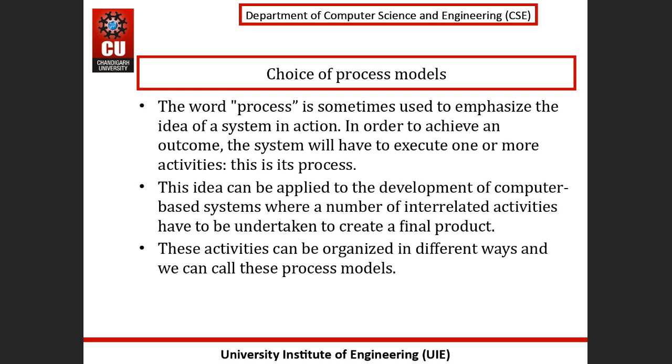And at the end, we have choice of process models. We have already discussed how we can choose a process model. The word process is sometimes used to emphasize the idea of the system in action. So in order to achieve an outcome, the system will have to execute one or more activities. This is its process. Fine. So students, this is all about today's class.